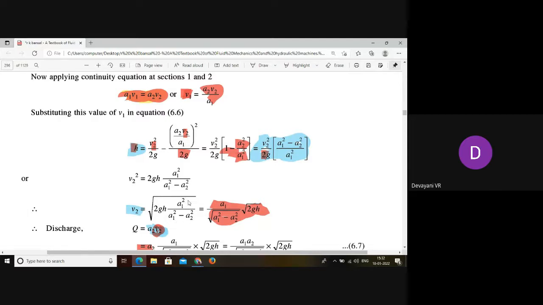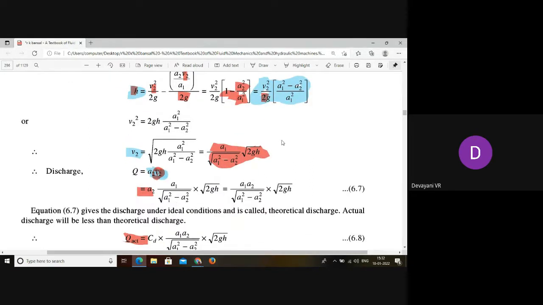And we can simplify this equation further as a1 by square root of a1 square minus a2 square into root 2gh, right? And the discharge at outlet can be calculated as the discharge at outlet q equals to a2 into v2. Outlet is nothing but the throat at section 2 only.